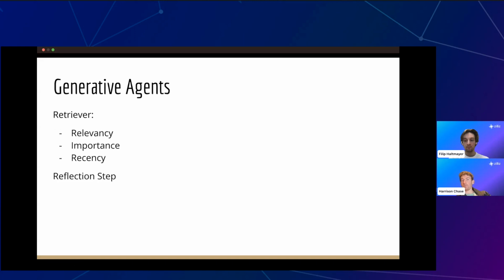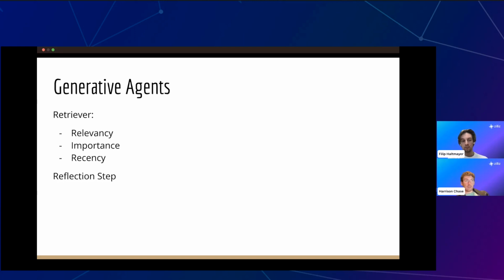So in terms of the retriever, it didn't change anything about the retriever at all. The retriever was still a combination of relevancy, importance, and recency. But the thing is now, the things they were retrieving weren't just individual observations. Some of them were also reflections on those individual observations. And so it's a way of pulling in higher order reasoning about those.